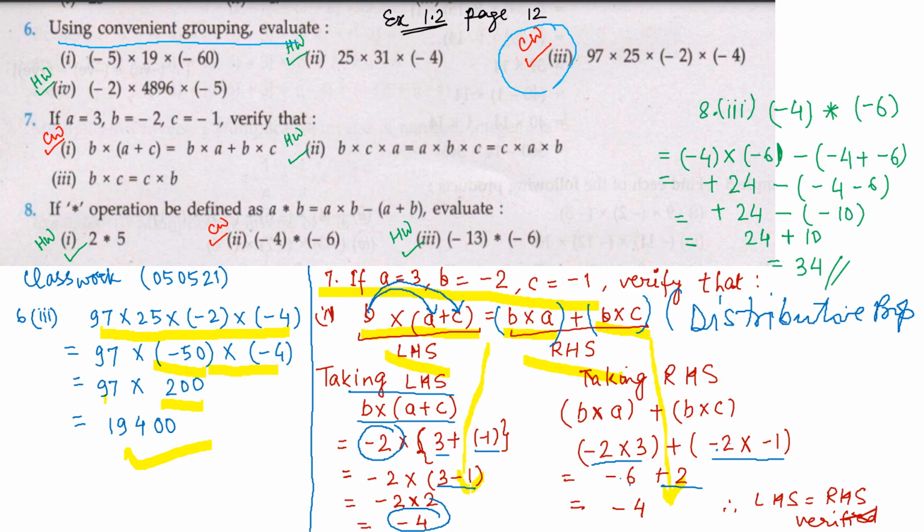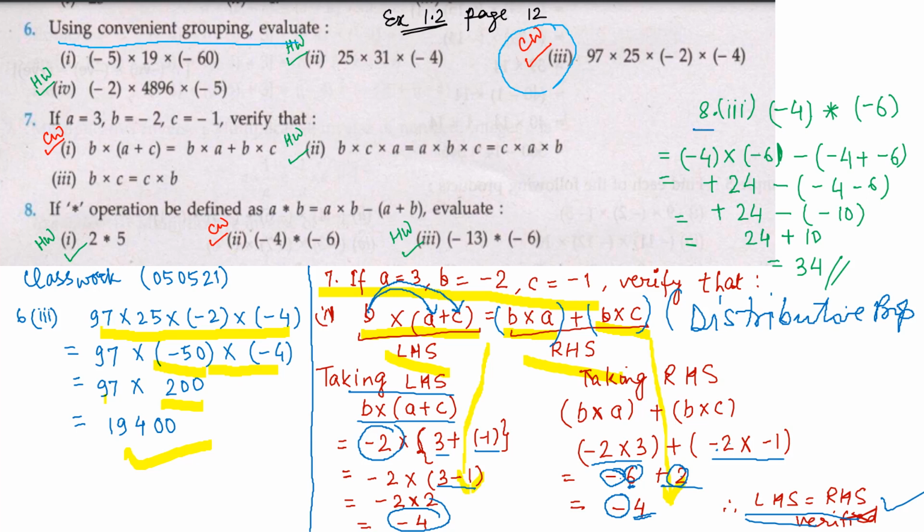Minus 6 plus 2. Opposite signs. So we will do bigger number minus smaller number, that is a 4. And which sign we will use? The sign which the bigger number has. Here 6 is the bigger number, it has a minus sign, so the answer will have a minus sign. Thus we see that LHS is equal to RHS and hence it is verified.